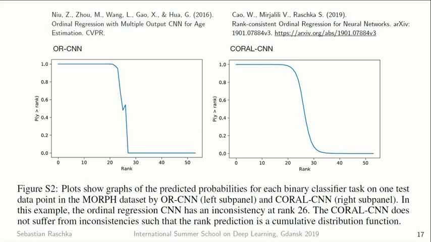There is a related method, the first deep neural network using these extended labels, by Niu, Zhou, Wang, and Gao. This is on the left. It's a very similar idea, but they don't, for example, do the weight sharing. And if you don't do the weight sharing, you can see there are these inconsistencies. So I randomly picked one example where I wanted to predict the age of the person. I think here it was 26. At 26 there's this inconsistency here.